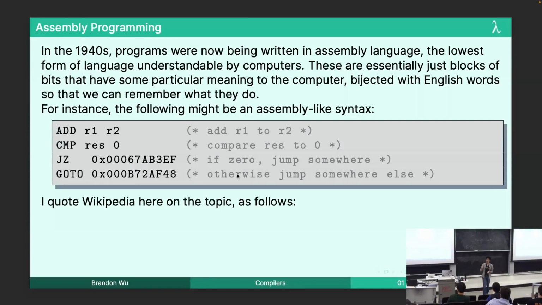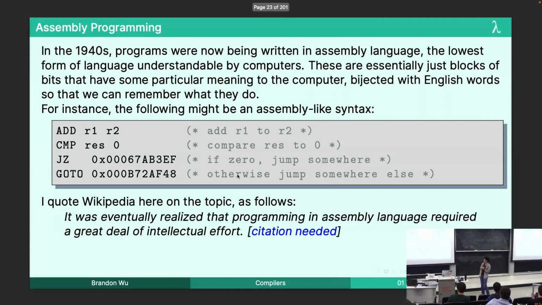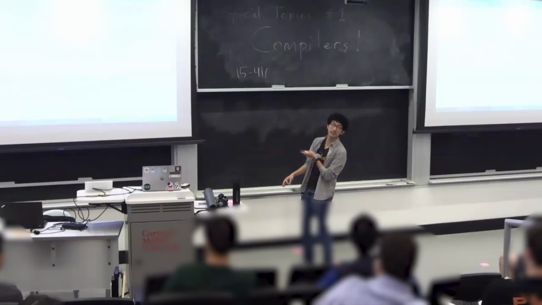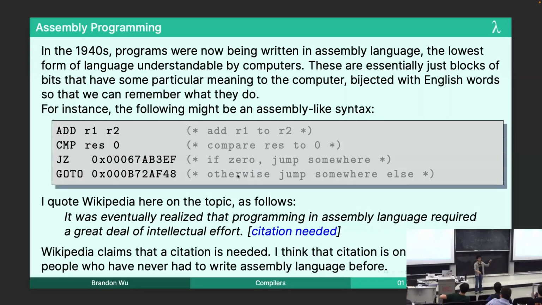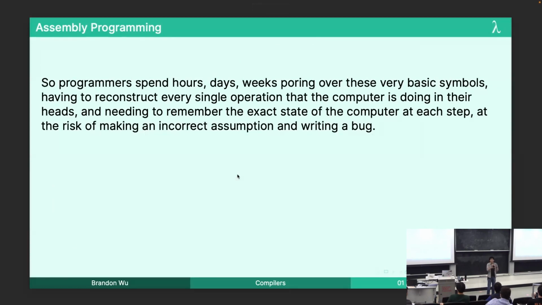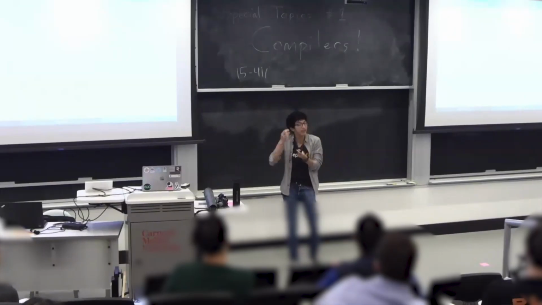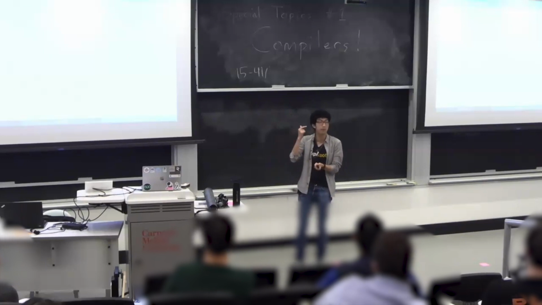So I'm going to quote Wikipedia here that I found online, but it was eventually realized that programming an assembly language required a great deal of intellectual effort. Citation needed. The only people that would put citation needed there are people who have never had to write assembly, to be clear. So don't trust Wikipedia, but what's the point? So programmers spend hours, days, they pore over these cards, over these symbols, over assembly, and they want to write code, but they have to think about everything that's happened in the program up to this point.